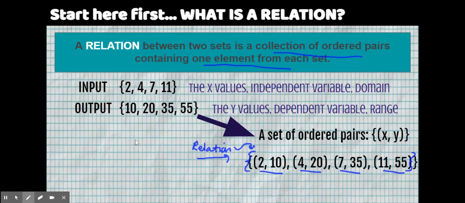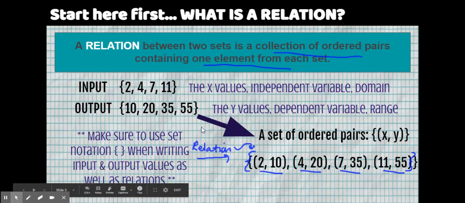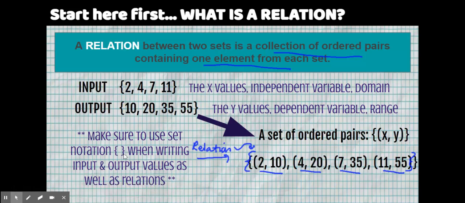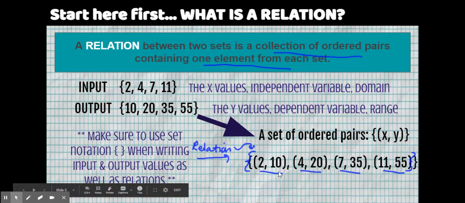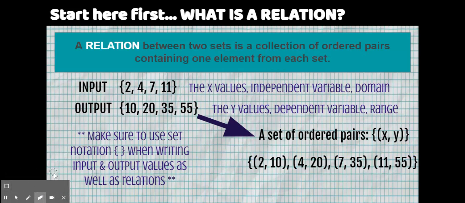One important thing not to forget while you're doing this today is to make sure to use set notation. Use those braces when writing input and output values as your list, as well as making those sets of ordered pairs in our relation. So those braces are huge because, again, the definition talks about sets, and we use that for set notation. So hopefully you have that written down in your notes because we are going to move on to, all right, so if I know what a relation is, what's the function? So let's look at that next.